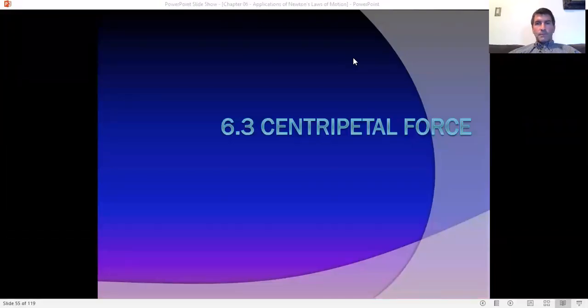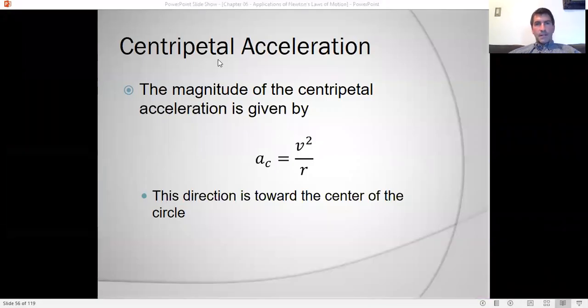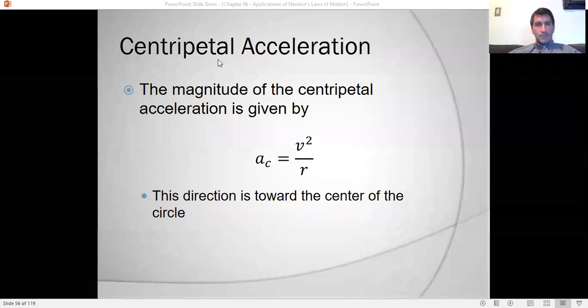Here we go, centripetal force. So we've done centripetal acceleration already, so we're just going to add a little mass. And we have centripetal force. Okay, here's a previous equation, and as you can see, it's really quite simple.